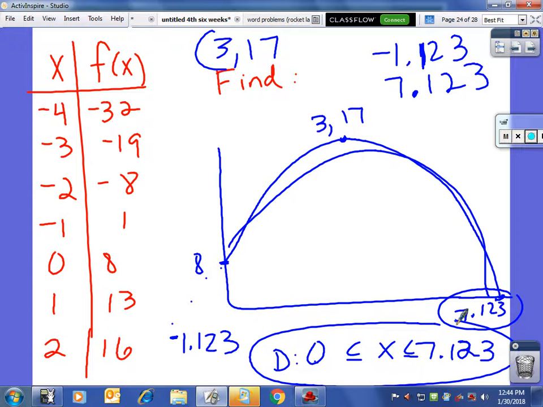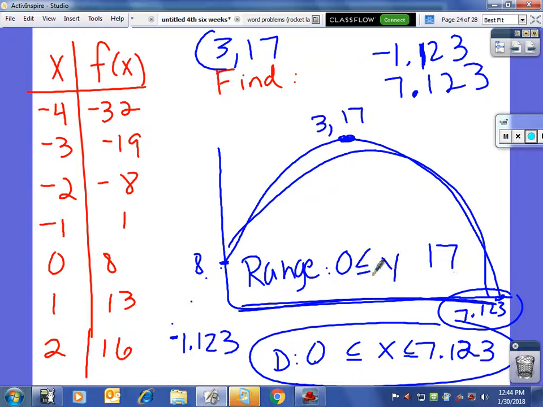Now I have endpoints for the domain. It's not all real numbers anymore because I made it a real life problem. The range also has a top and a bottom now. It always had a top, but now it's also got a bottom. What's the lowest range value? That makes sense. 0. That's when it hits the ground. What's the highest range value? 17, and all the other y's are in between. So there's my new range.